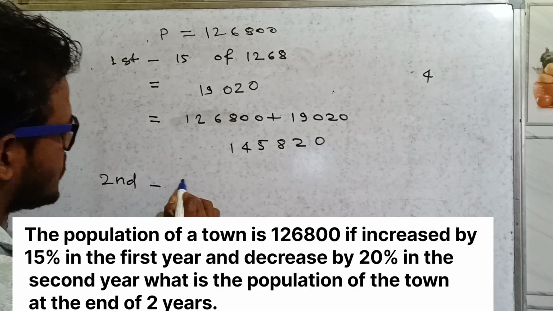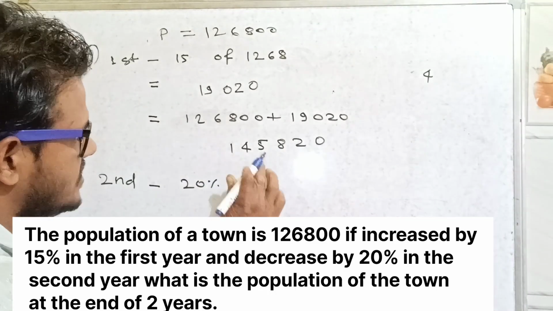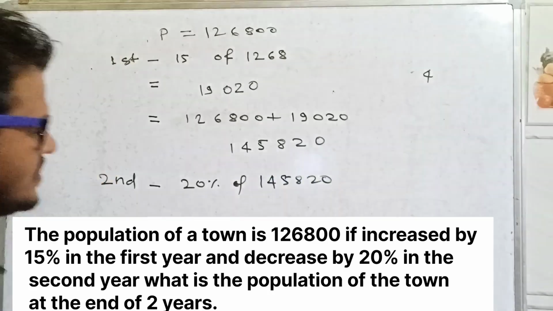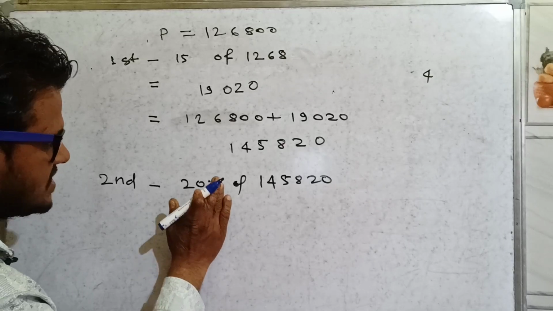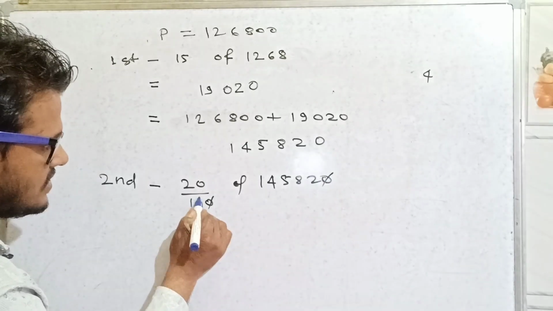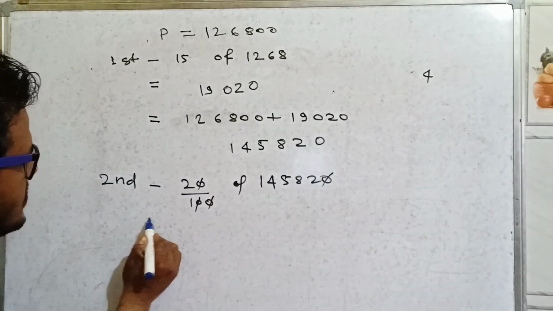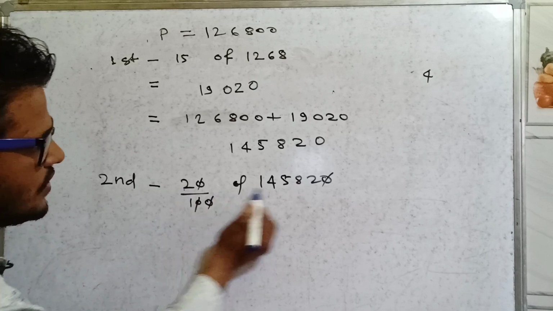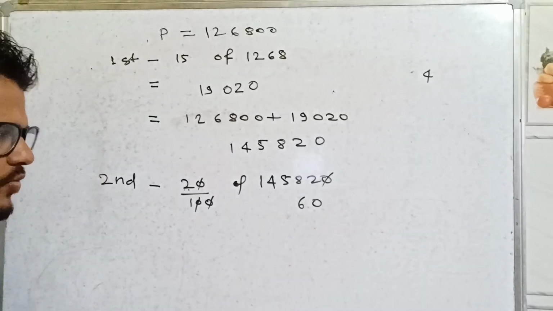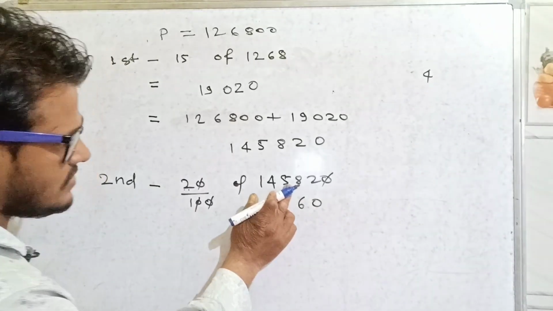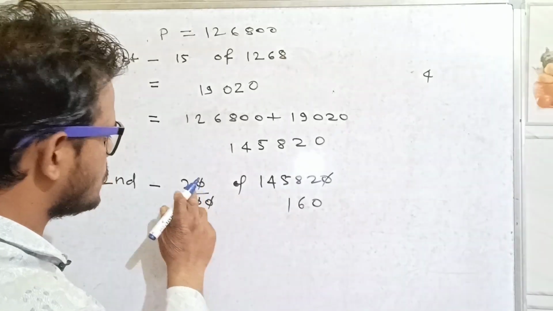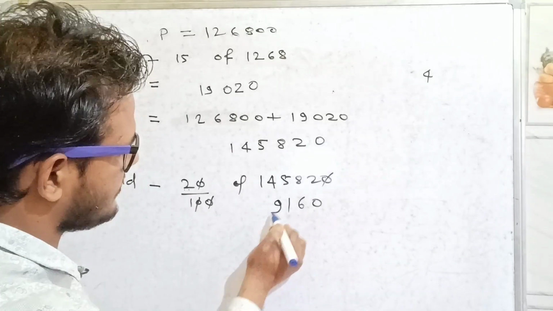The decrease in the second year is 20% of this population, 1,45,820. Percent means by 100, right? 10 and 10 get cancelled, 00 gets cancelled, right? So here 2 into 2 will be 4, 2 into 8 will be 16, 6, remaining is 1. 5 into 2 will be 10 and 1 is 11, right? 4 into 2 will be 8 and 1 is 9.